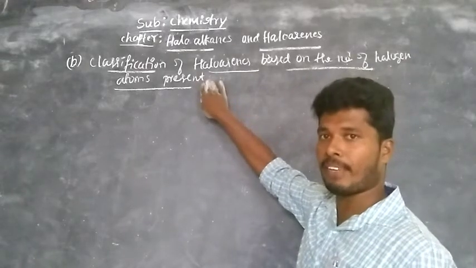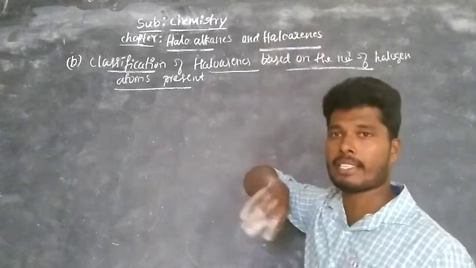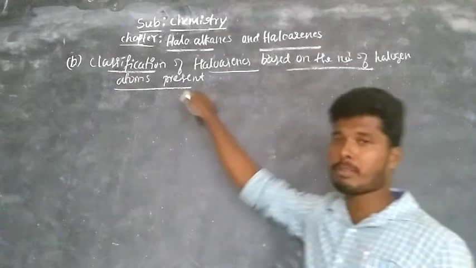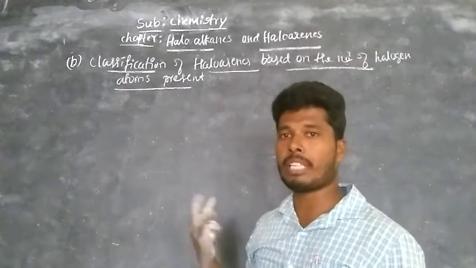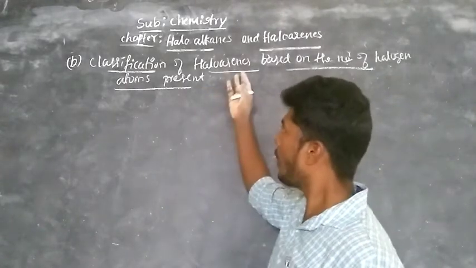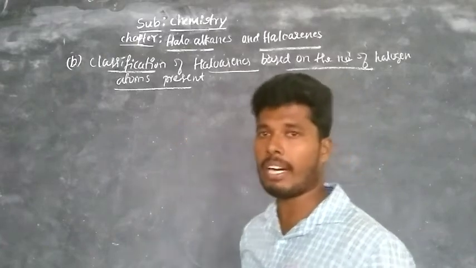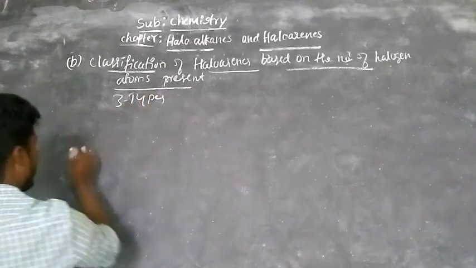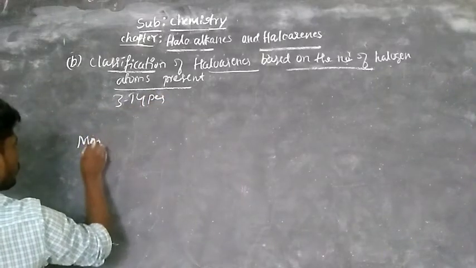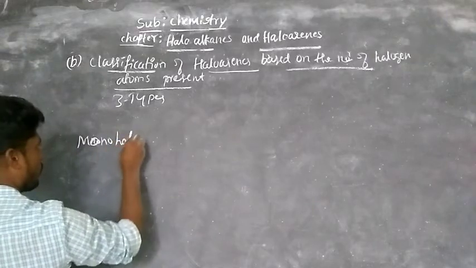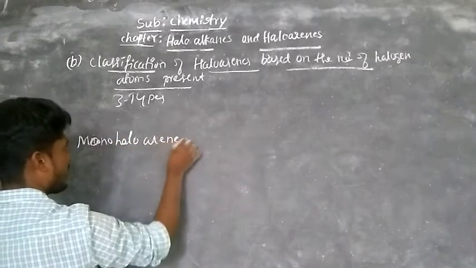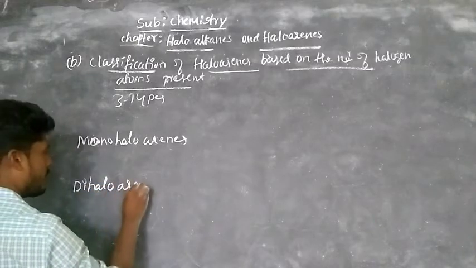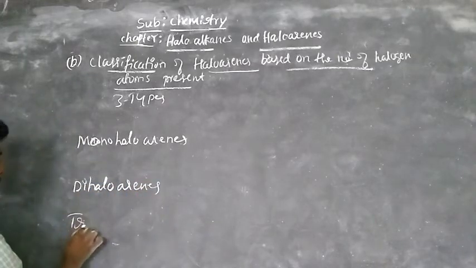The second classification is for haloarenes, that is classification of haloarenes based on the number of halogen atoms present. This is also classified into three types: monohaloarenes, dihaloarenes and trihaloarenes. Similarly, these are classified into three types: monohaloarenes, dihaloarenes and trihaloarenes.